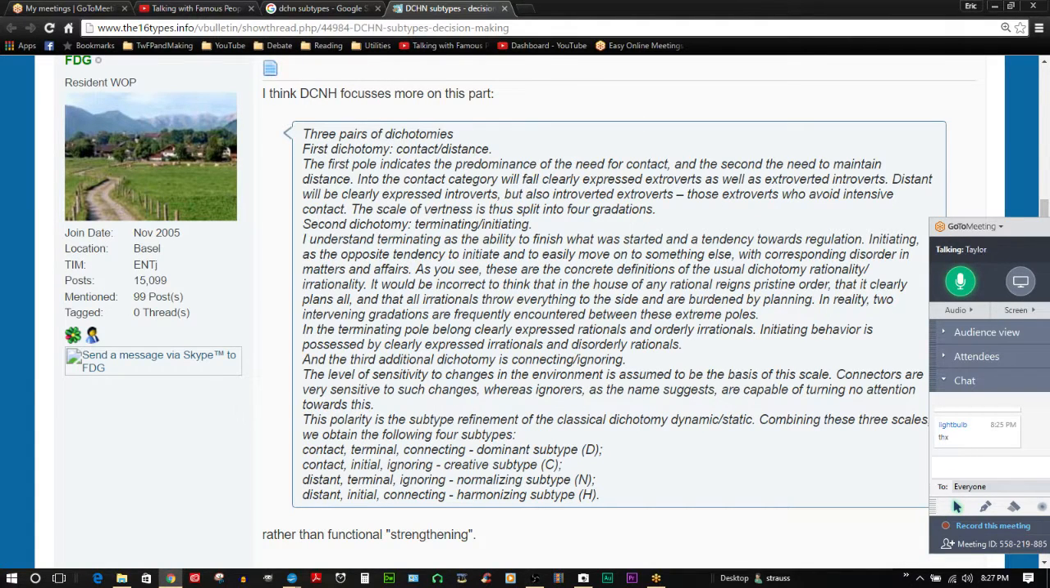Right. Okay. What about the second one? Initiating. You're initiating, right? Give me the bullet points on that one again. Terminating is the ability to finish what was started and a tendency towards regulation. Initiating is the opposite tendency to initiate and to easily move on to something else with corresponding disorder in matters and affairs. Totally initiating. Okay. And then on the third one is the ignoring connection.